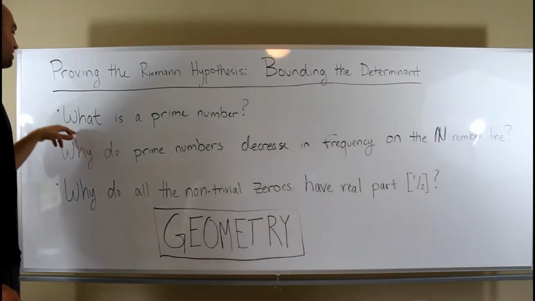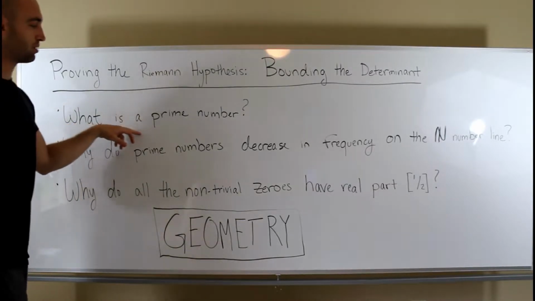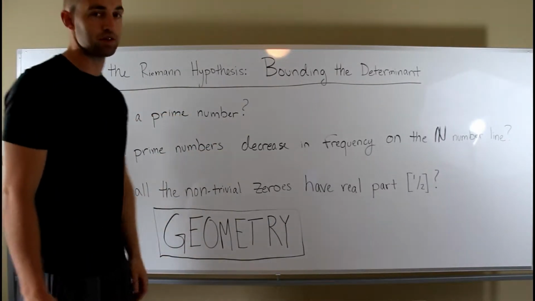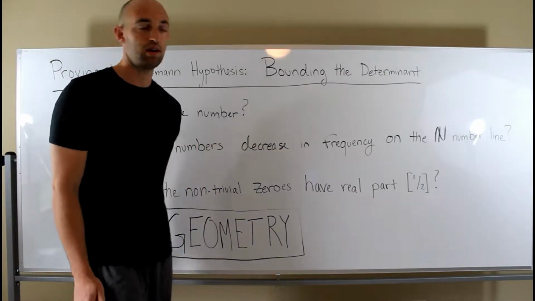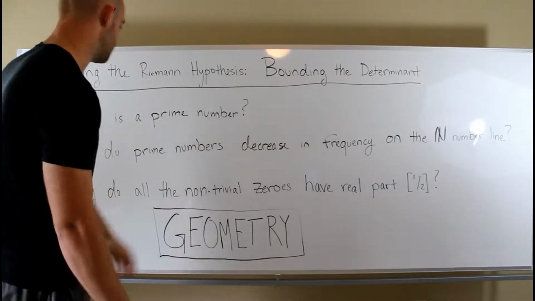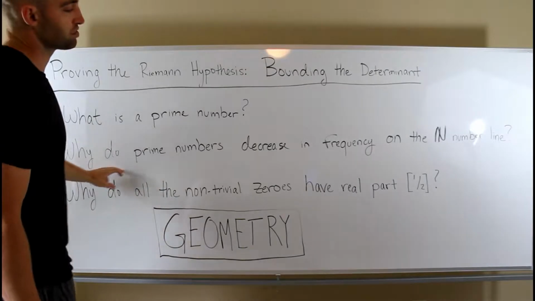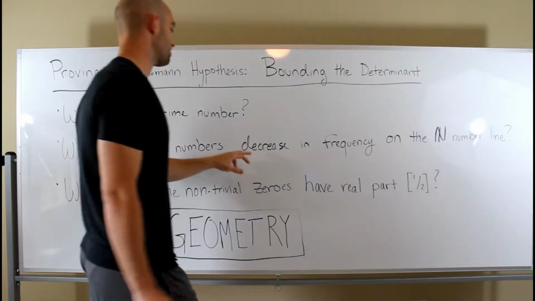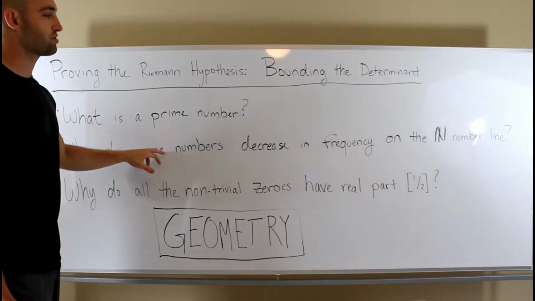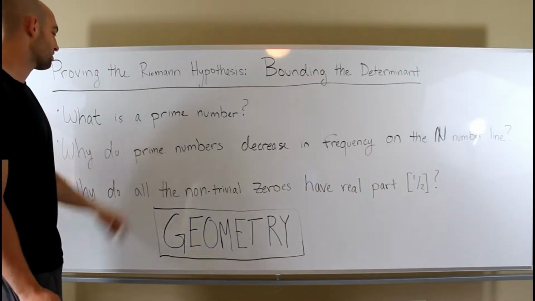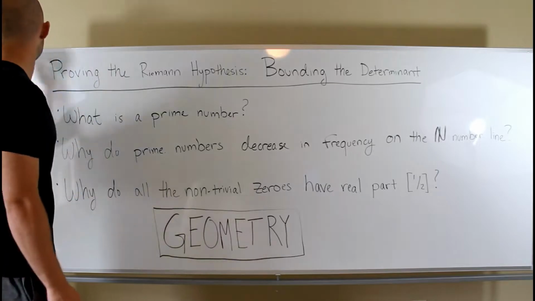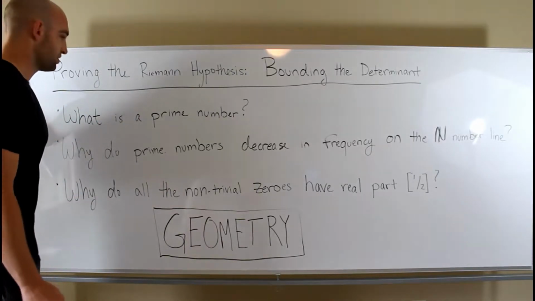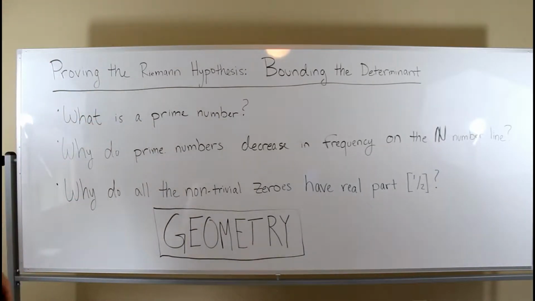So the first one is the most general. What is a prime number? Everyone knows, it's just a number that's only divisible by itself and 1. That's all that needs to be said there. Why do prime numbers decrease in frequency on the natural number line? This is the question Bernhard Riemann was probably trying to answer when he formulated his hypothesis, but it's still not the right question.